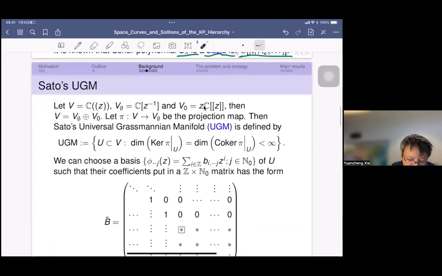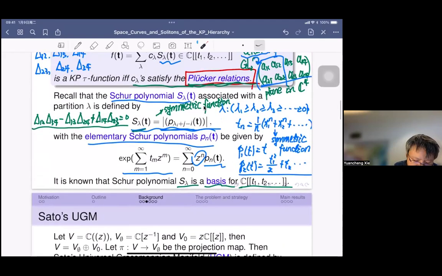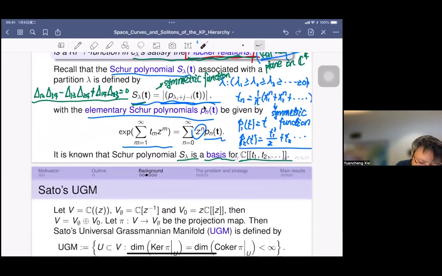For example, the elementary Schur polynomials that we introduced before satisfy the heat hierarchy. We can check this very quickly. For this generating series, it's obvious that if we take a derivative with respect to t_m, that's the same thing as taking a derivative with respect to t_1 and multiplying by m.